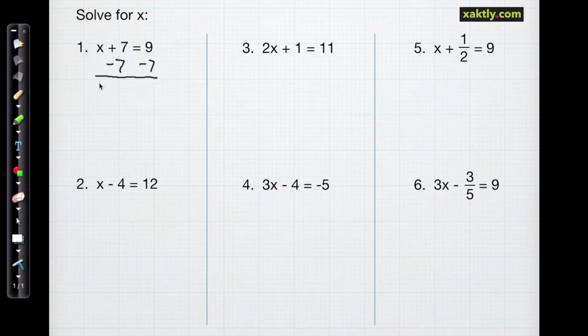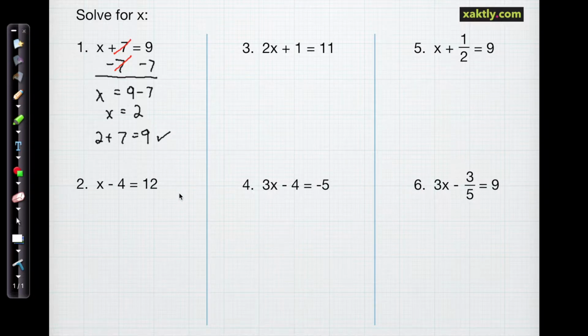And 7 is added to x, so we're going to subtract it from both sides. So subtracting 7 from both sides leaves x is equal to 9 minus 7, or x is equal to 2. And you can check that just by plugging it back into the equation. 2 plus 7 indeed equals 9.